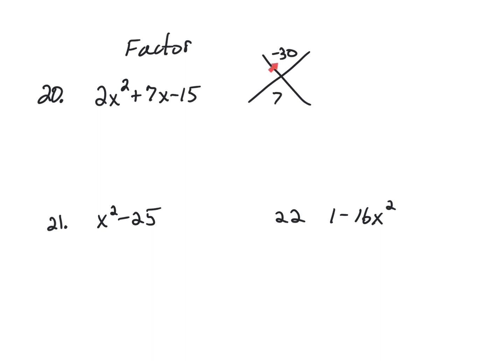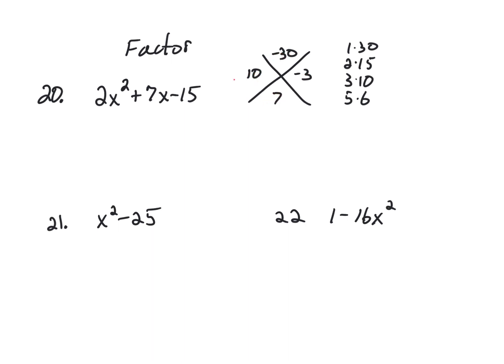So now I'm just going to consider the factors of 30. That would be 1 times 30, 2 times 15, and 3 times 10. Actually, we could also do 5 times 6. But if we're looking for factors that can combine to get 7, we're going to have to use 10 and 3. One of them is going to have to be negative, and since we want a positive 7, it's going to be 10 and negative 3. When we multiply 10 and negative 3, we get negative 30. When we combine them, we get 7.